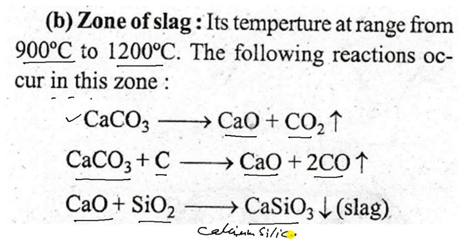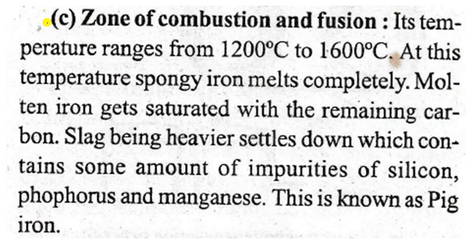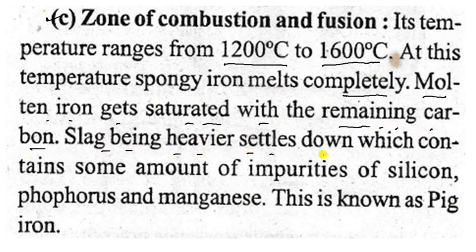It is the zone of slag. Its temperature ranges from 900 to 1200 degrees C. The following reactions occur in this zone. First, calcium carbonate gets heated. It forms calcium oxide and carbon dioxide. And this calcium carbonate further reacts with carbon. It forms calcium oxide and carbon monoxide. Calcium oxide and silica react together, they form slag, that is calcium silicate. The name of this compound is calcium silicate, and that is the slag.